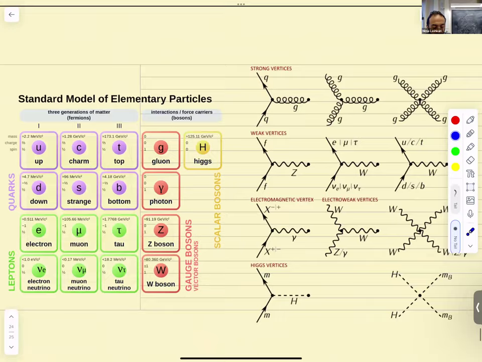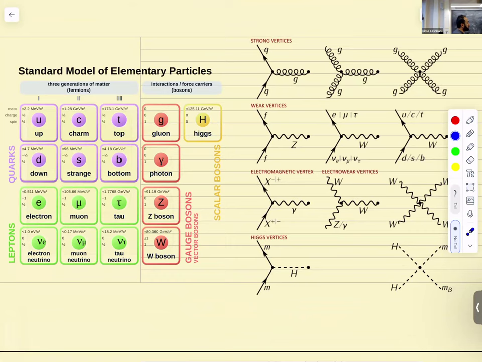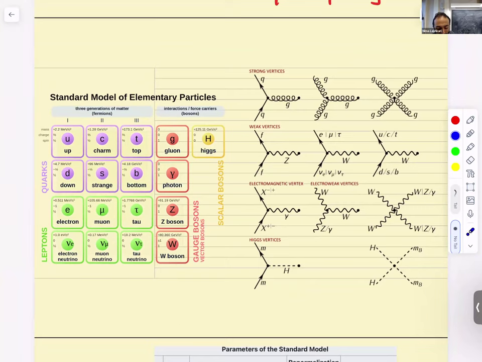Actually, let me first summarize the standard model, and then I'll talk about physics beyond it. In summary, here is the standard model of particle physics. Quarks and leptons, six of each. The neutrinos are only left-handed. Then gluon, photon, W and Z bosons, with their masses, and you also have the Higgs. Spin 0, spin 1, spin 1/2. Three generations. This is the summary.